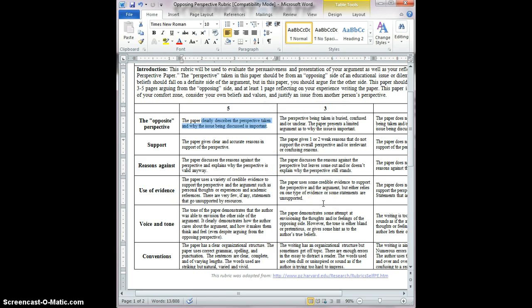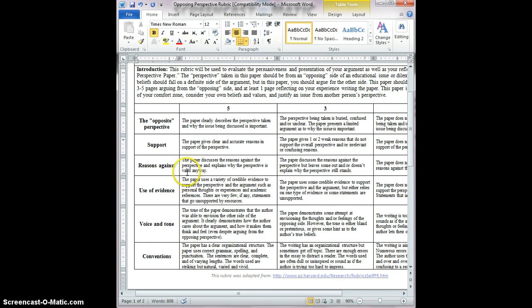This is really the introduction to your paper. Tell the reader what the issue is and what side you are taking. To continue with our standardized test example, this is the section where you would say that you are taking the side that supports standardized testing, knowing that this is not what you actually believe.